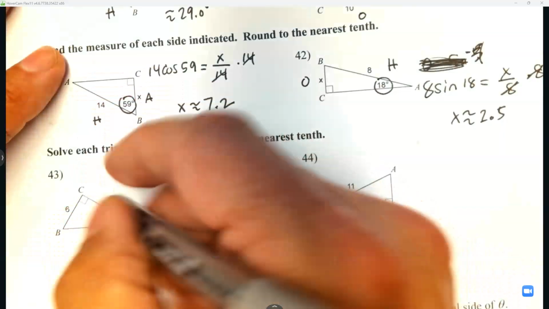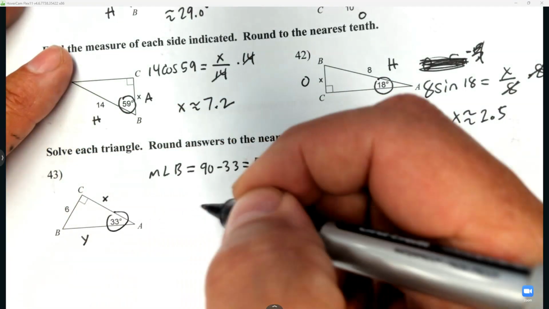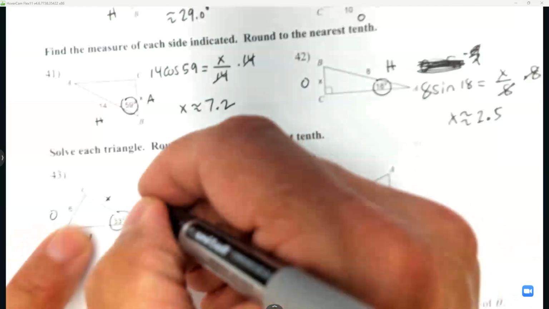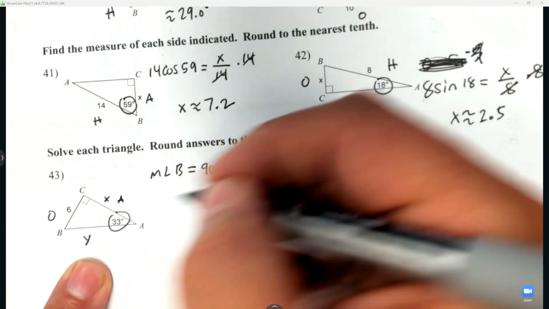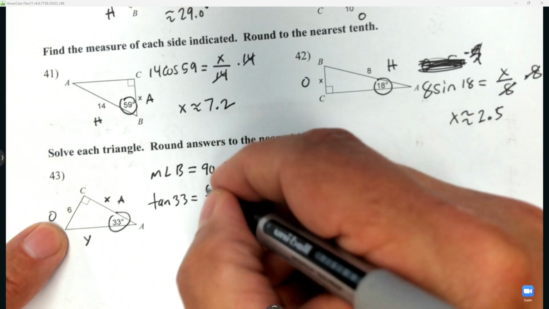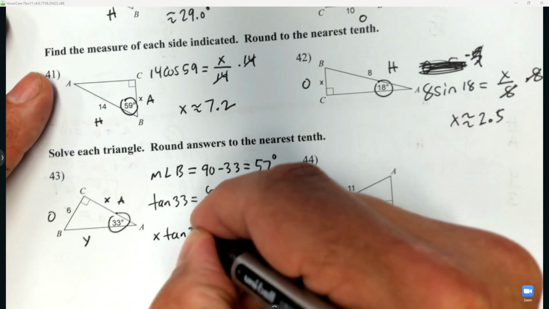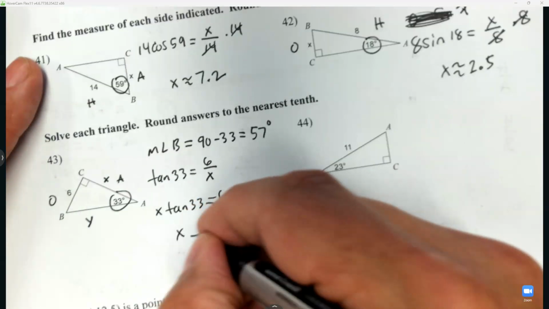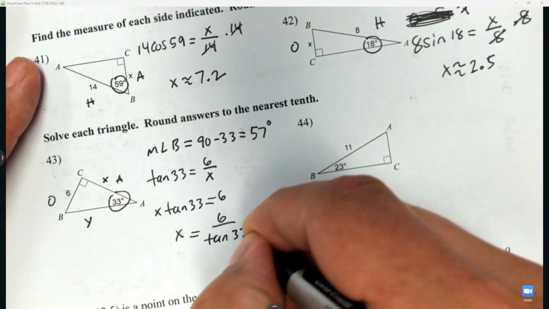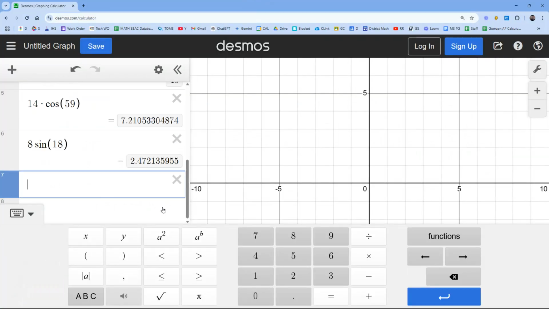To find the missing side, I'm going to label one X and one Y to find it. So this angle, 33, 6 is opposite. If I'm looking for X, that's adjacent, so that's tangent. So we write down tangent 33 and the ratio, which is 6 over X, and then you're going to solve it. So I'm going to multiply by X to begin with. Then I'm going to divide by tangent 33, and then use your calculator. So I'm going to type in 6 divided by tangent 33, and that gives me 9.2.